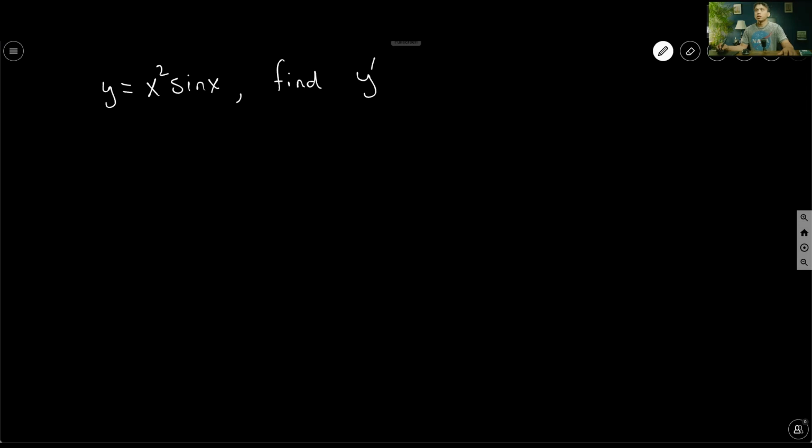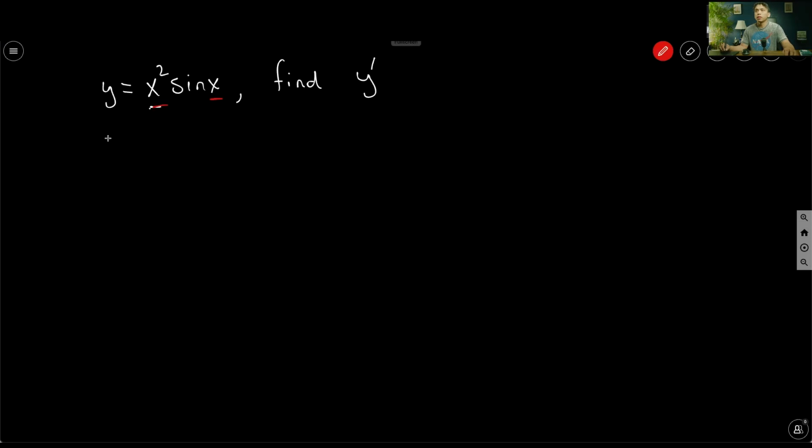All right, for this question, it's giving you a function y is x squared sine x, and it wants you to find y prime, or dy dx, same thing. As you see, we have the variable in two spots, here and here. So then we know that's the product rule.